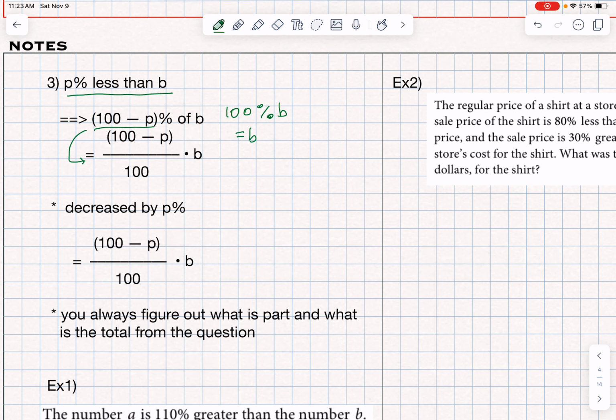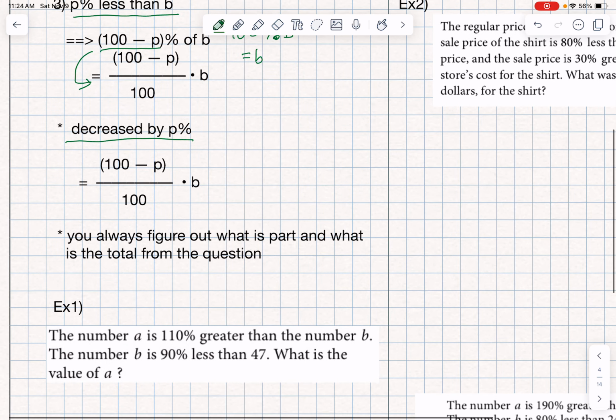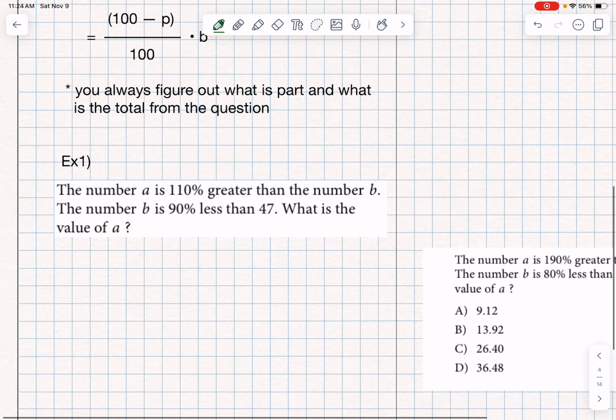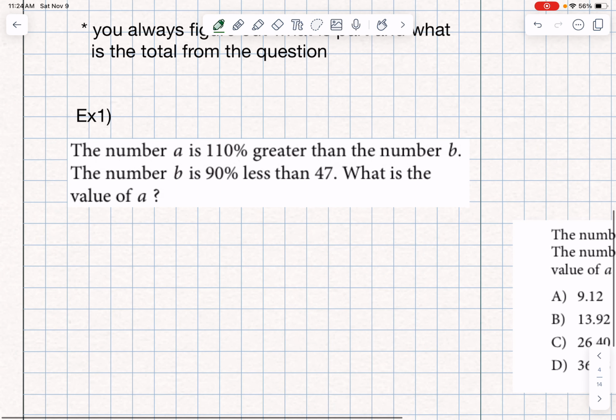As a fraction, since p is an unknown value, expressing it as a fraction is better than a decimal. So 100 minus p over 100 times b. And that's the same meaning as a decrease by p%. If it is expressed as a decrease by p%, it is also 100 minus p over 100 times b. So let's study an example of the SAT.